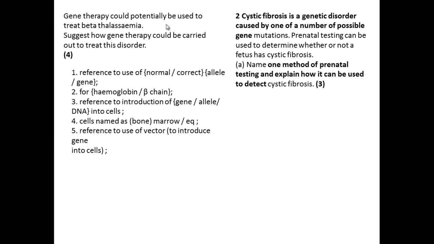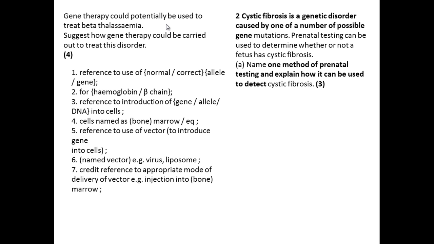Also, you could then explain how you're going to get it into those cells, and so the use of a vector, and of course you could then explain the types of vectors you could use, whether that's a virus or a liposome. And then you can credit the reference of any appropriate delivery of the vector, so for example an injection into the bone marrow.